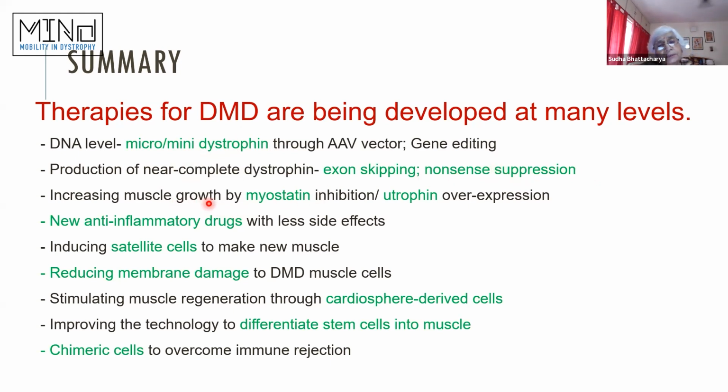Then muscle growth, if we can induce it by myostatin inhibition or utrophin overexpression, that is being tried. New anti-inflammatory drugs with fewer side effects. Then satellite cells, asymmetric division, how to induce it, that is being tried. Membrane damage, how to reduce it, that is being tried. Cardiosphere derived cells is another method to induce regeneration of muscle. And stem cells, to improve the ability of stem cells to differentiate into muscle. And finally, the chimeric cells, which can overcome the problem of immune rejection.